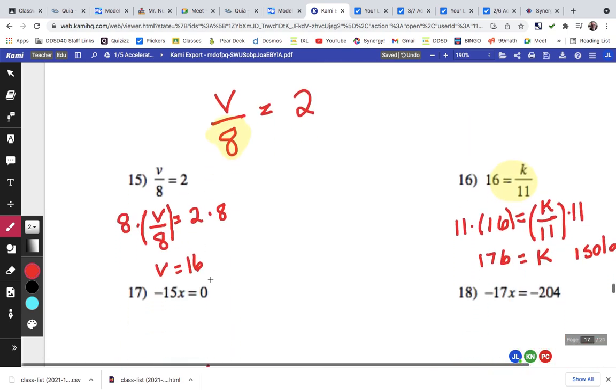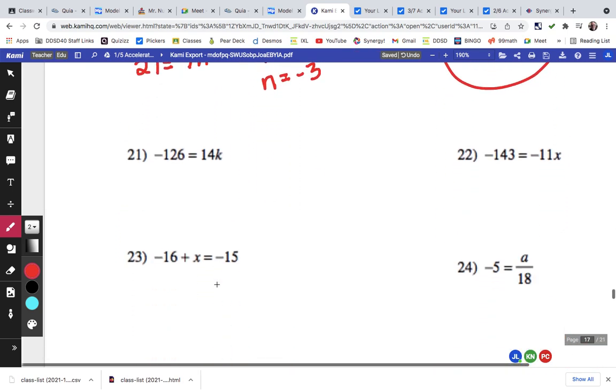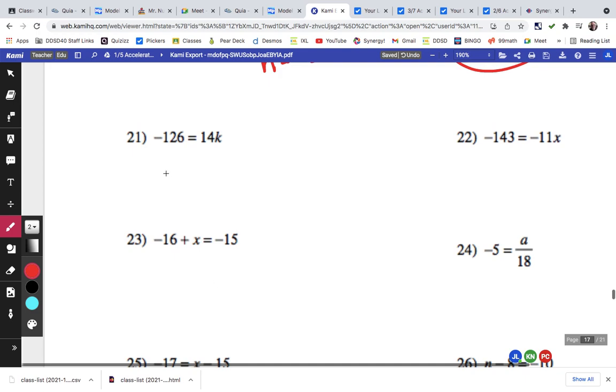And then we worked also on multiplication and division, undoing that. So here's the story on this one. There was a number, k. We don't know what it is, but it was multiplied by 14. And it became negative 126. So to undo that story, we are going to divide by 14. And 14 divided by 14 is 1. So that's k all by itself.